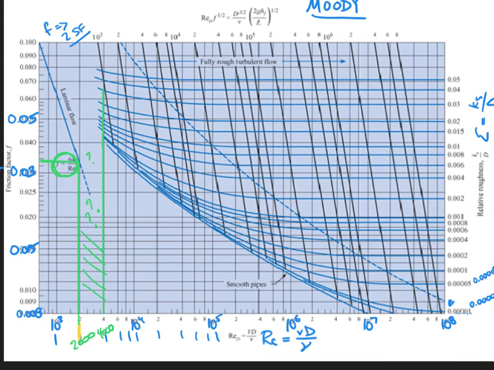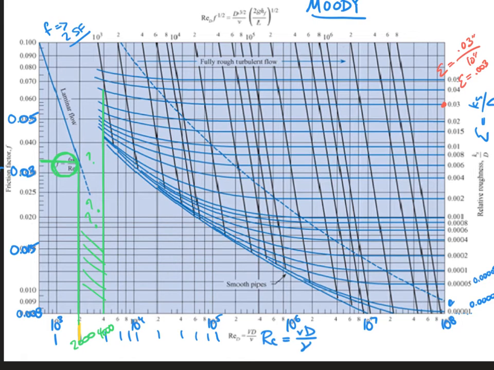More often than not, what's going to happen is you're going to have a pipe. I'm going to use red because it's going to show up on this. You're going to know a Reynolds number and the roughness. So let's imagine I had a pipe where the roughness was 0.03 inches and the diameter of the pipe was 10 inches. So I could say, okay, then my epsilon over D is 0.003. So here we are right there.